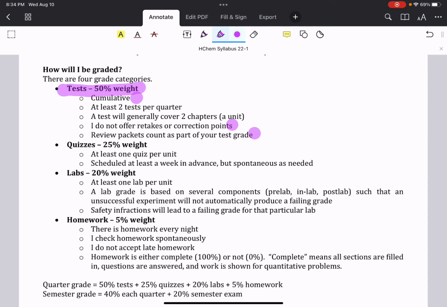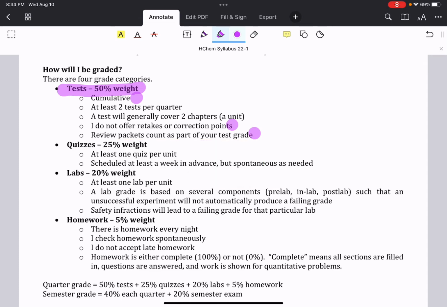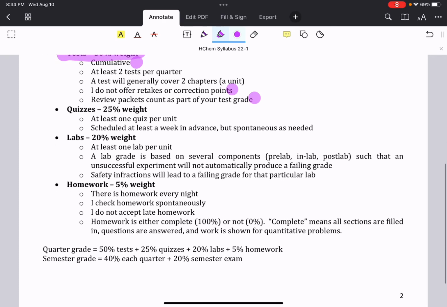And as if that weren't enough, your review packet counts as part of your test grade. Let me say that again. Your review packet counts as part of your test grade, which means that everybody gets like a huge buffer on their test as long as you do the review packet well, okay? We'll talk more about that when I hand out the first review packet, but bear that in mind, right?